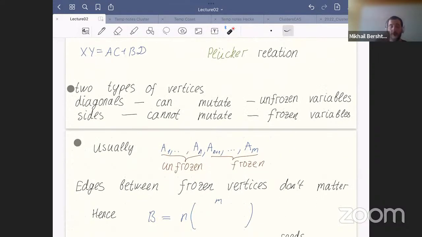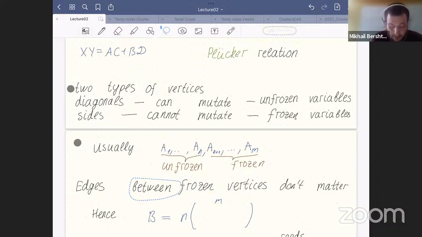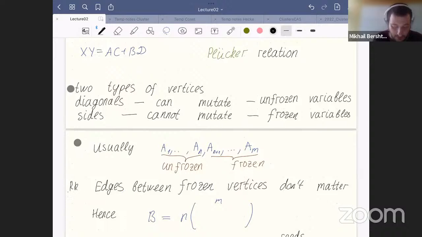I usually use notations that we have n unfrozen and total m variables. So the number of unfrozen is n and the total number of variables is m, so we have m minus n frozen variables. Maybe this should be put as a remark, since it is not completely obvious: if we mutate only on unfrozen variables, then edges between frozen vertices don't matter at all.